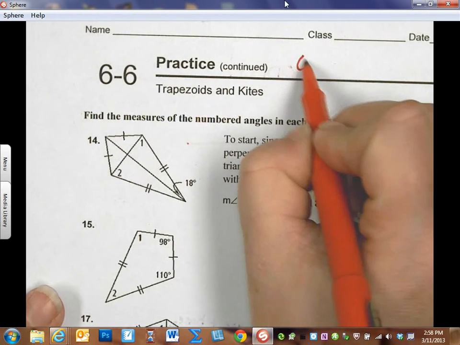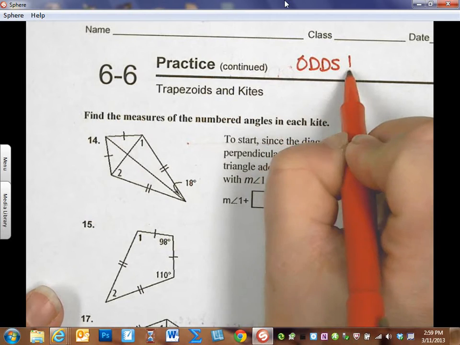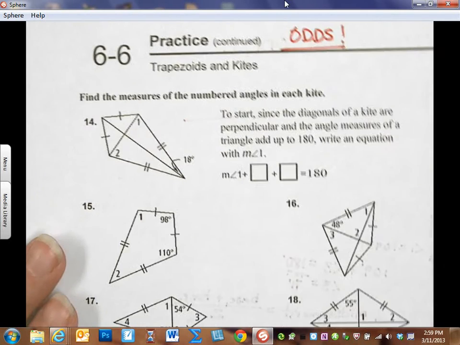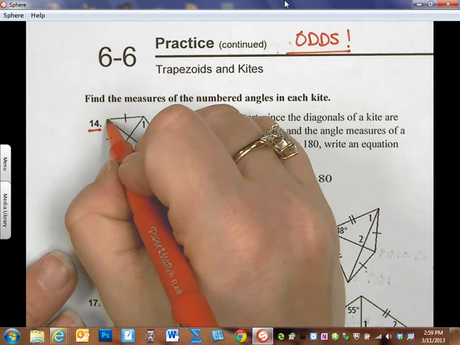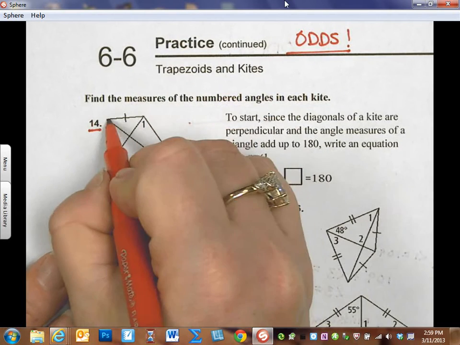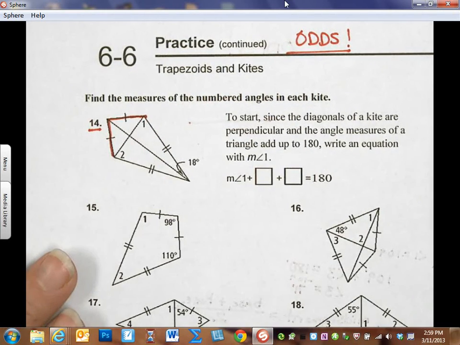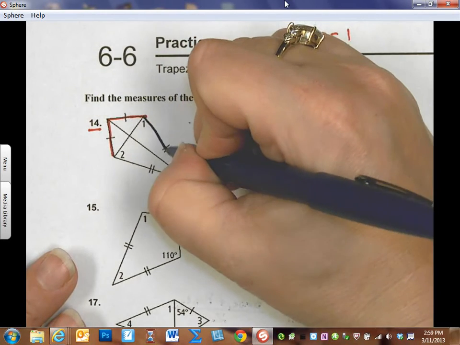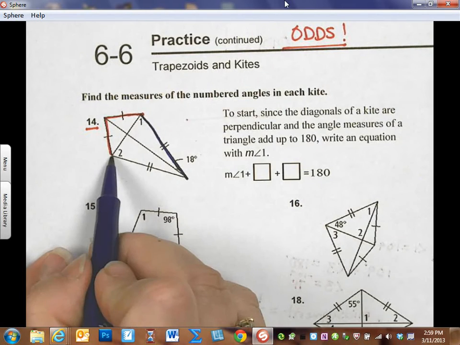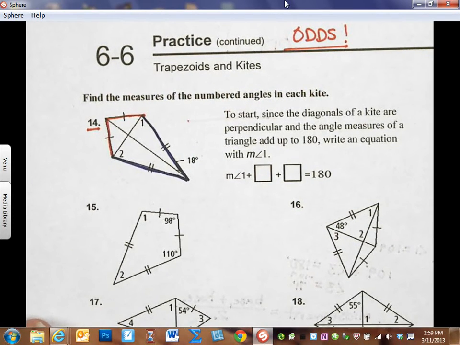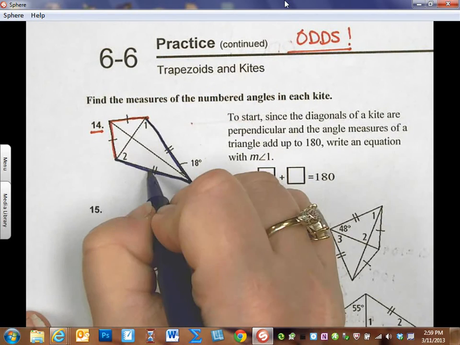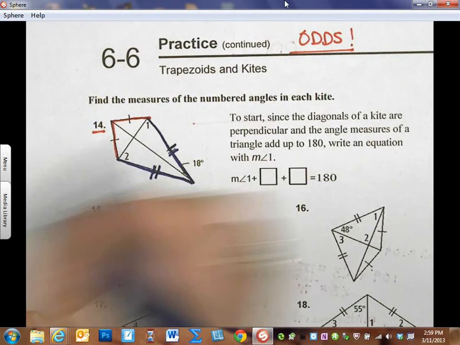Let's do this side now. Now this is our kites. This is all the kites. Once again, you guys are going to be doing odds, but like I've said, I'm going to do a lot of the evens here. In number 14, we are given a kite. Now I know it's a kite because it has 2 pairs of congruent sides that are consecutive. They're not opposite of each other. They are adjacent to each other. I know that because they gave me these marks.